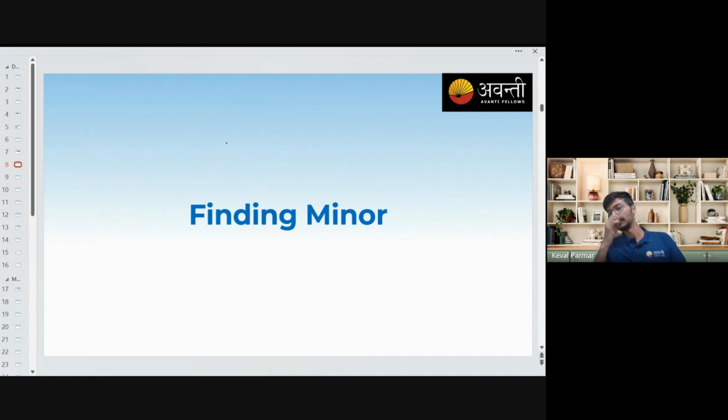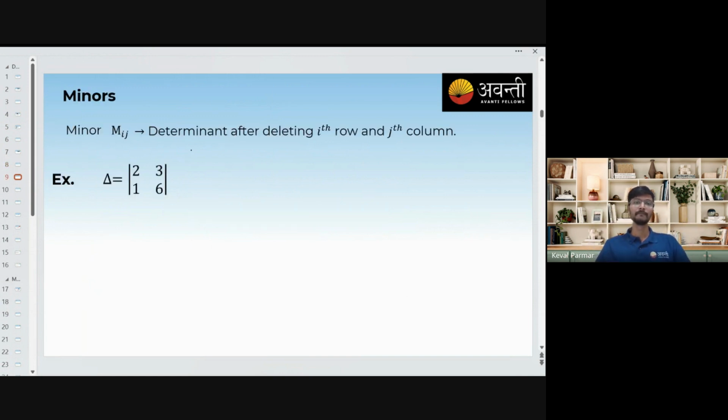Chalo, finding minor. Now, minors and cofactors are a very important part because with them we know how to expand a determinant in various ways. We just expanded a determinant along row 1. If you heard me carefully, on the second slide only, we expanded along row 1. So if we know the minors and what cofactors are, we can easily expand the determinant along any row or any column. Let's see what a minor is.